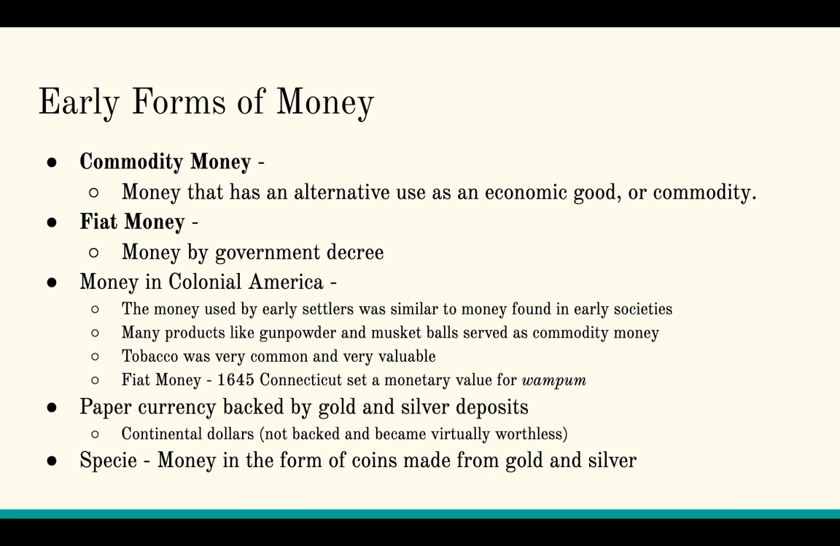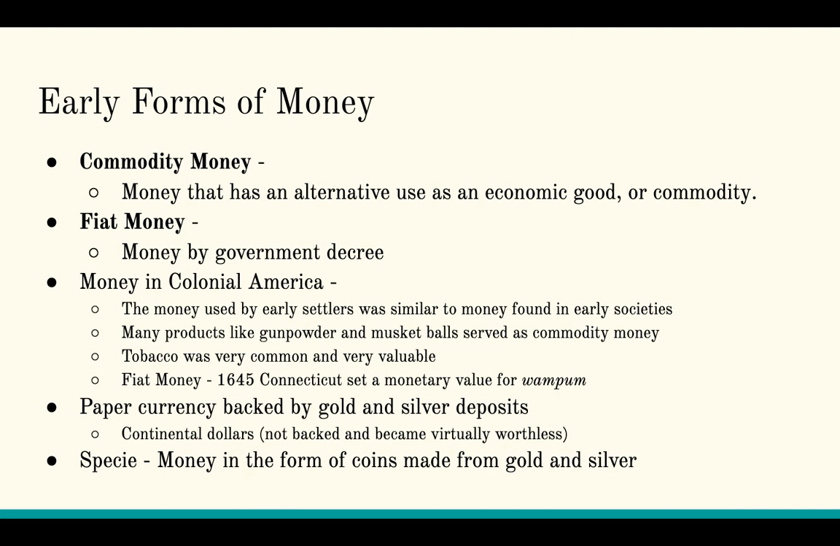And then lastly, we have specie as an early form of money. So specie is money in the form of coins made from gold and silver. So these include English shillings, Australian thalers, and various European coins that immigrants brought to the colonies.